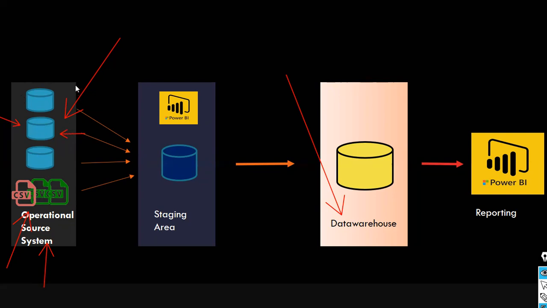Net-net, the source system will have a limited amount of data, whereas the staging area will have very, very limited data. Here you have at least one or two years of data. In the staging area you will have just three or six months of data. Since the volume of data is very small compared to the operational source system and the data warehouse, here we do all kinds of data transformation.